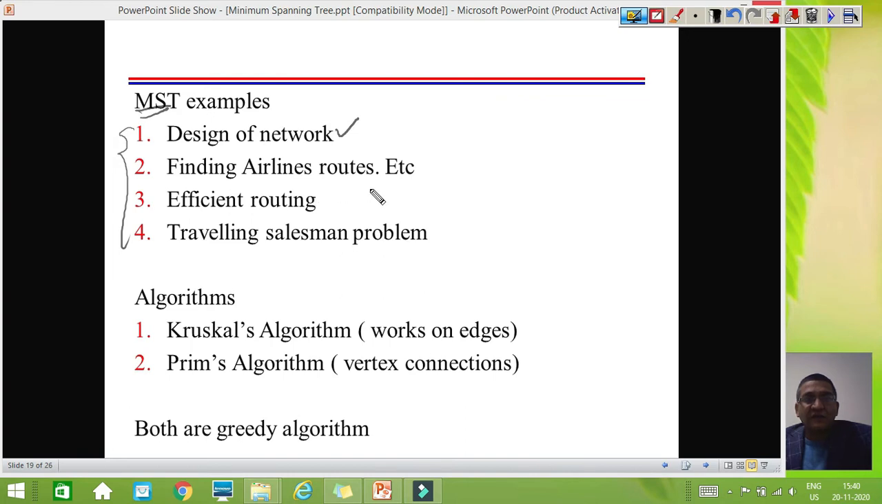Finding the airline routes. Now we have already discussed that a graph is used to represent the airline routes to reach from different countries to different destinations. Multiple possible routes are there. Now if you are looking to cover all the destinations with the minimum distance, that means you are trying to find the minimum spanning tree so that all destinations can be connected with the minimum possible distance. So efficient routing is another application of MST.